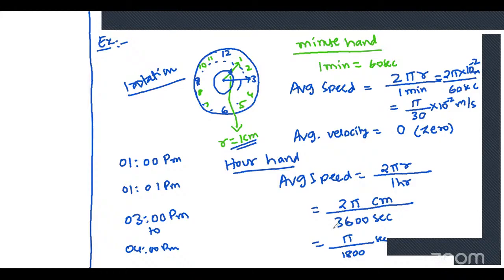This is for 1 hour. Like that, it is rotating for 24 hours now. After a time of 24 hours, it is repeating now. Like this, we'll calculate the average speed and average velocity.